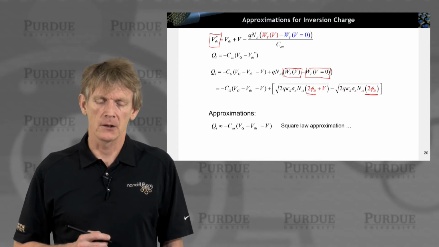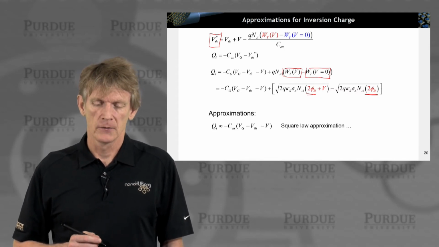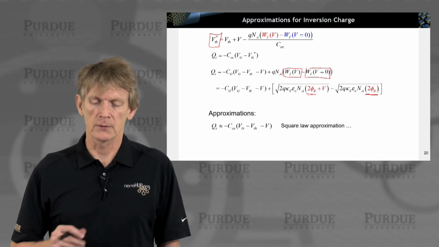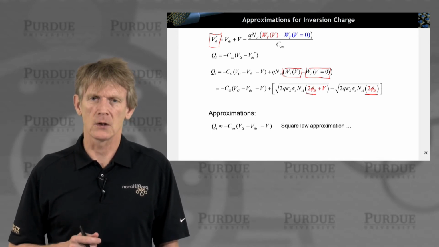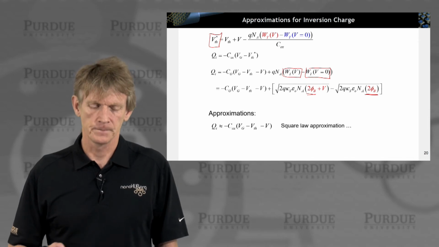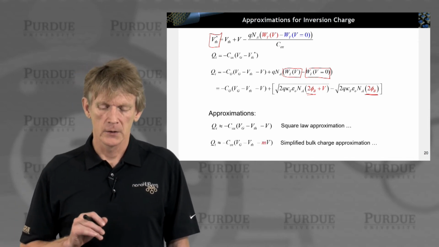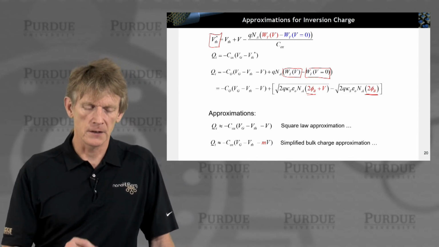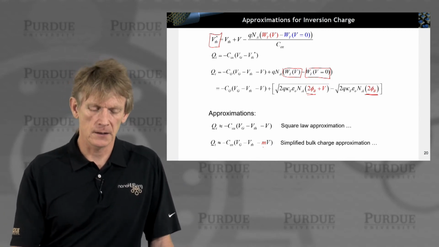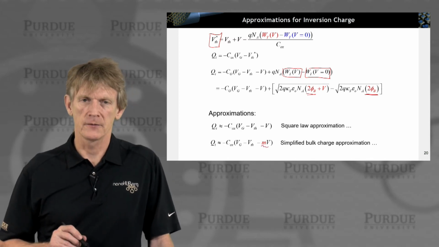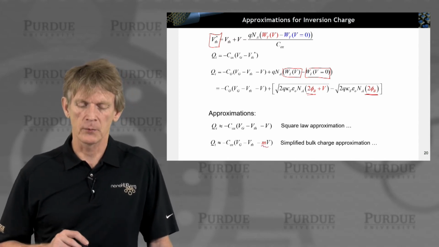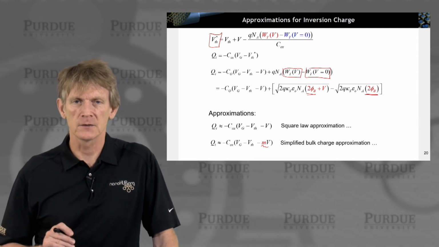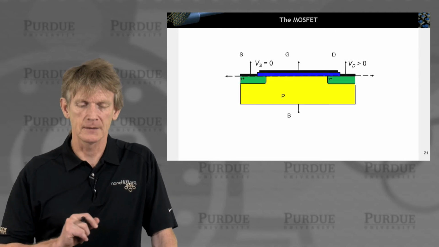Okay, so we can derive further approximations to this that make our life at first a little easier. First of all, you could say, well, let me roughly forget about these 2 square roots. They roughly cancel out. That's called a square law approximation. And you can also say, well, I'm going to keep some dependence on these series capacitors in it, and I fold in this factor M. That's called a simplified bulk charge approximation. And we'll get to the difference between those in the next few slides.